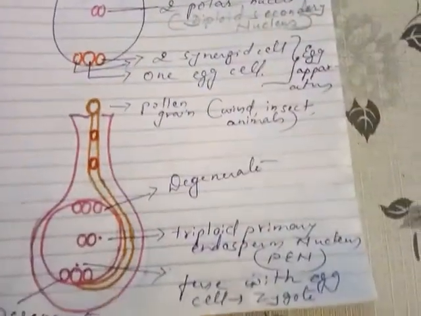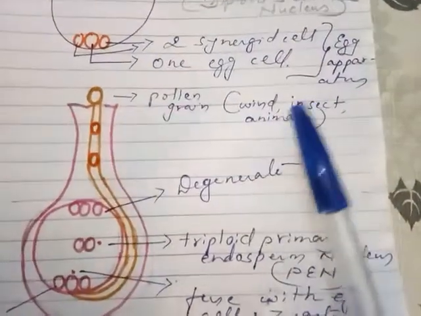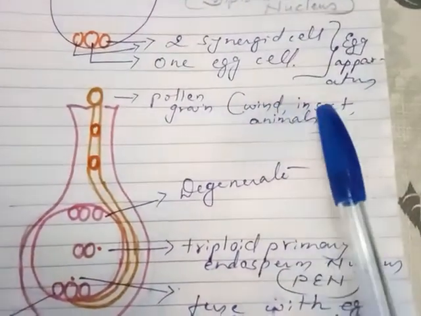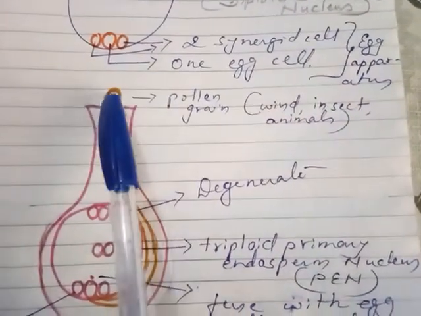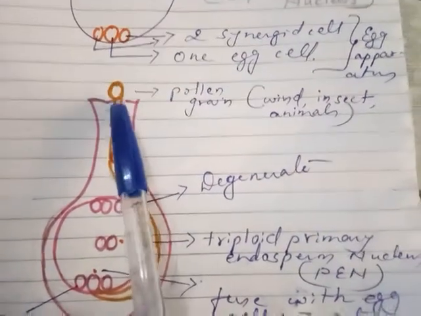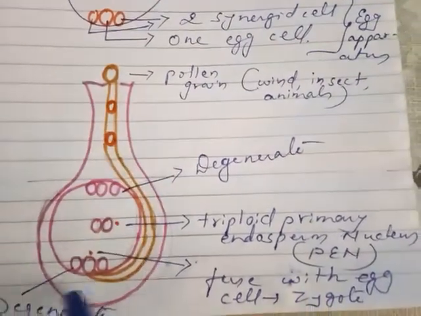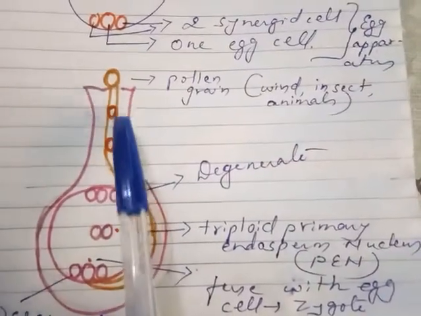Now when the pollen grain comes and settles on the stigma, either through wind, insects or animals, that is called pollination. The pollen grain settles on the stigma, germination of the pollen grain takes place and a pollen tube is formed. Inside the pollen tube, two male gametes are present.